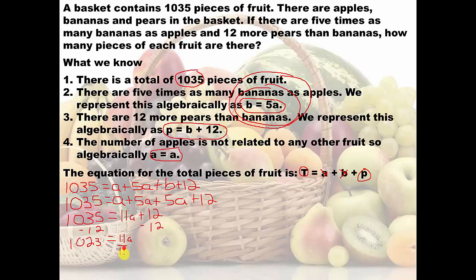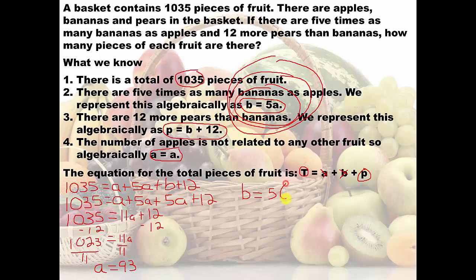And if you divide both sides by 11 to isolate your a, you get a is equal to 93. So we know we have 93 apples. And then we go back to figure out the bananas, which again is over here, another big circle. Bananas, right over here. Bananas is equal to 5 times a.